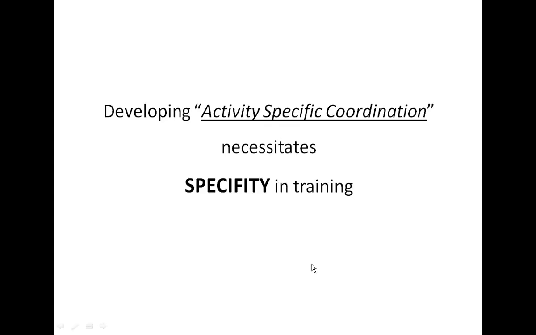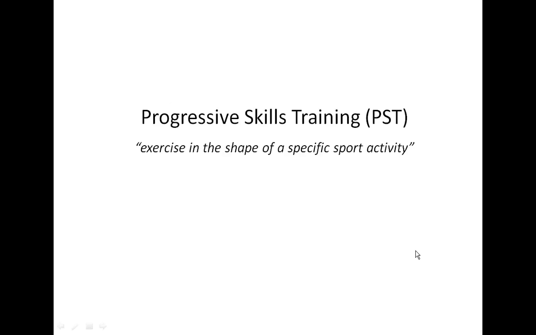So developing activity-specific coordination necessitates specificity in training. And if you go look up specificity on the National Strength and Conditioning Association's website or whatever, specificity is becoming more and more important. What we're looking at is taking specificity really to the next level with what we call progressive skills training. So again, to reiterate, developing activity-specific coordination, which is really the key to athletic performance, necessitates specificity in training, and that's a key.